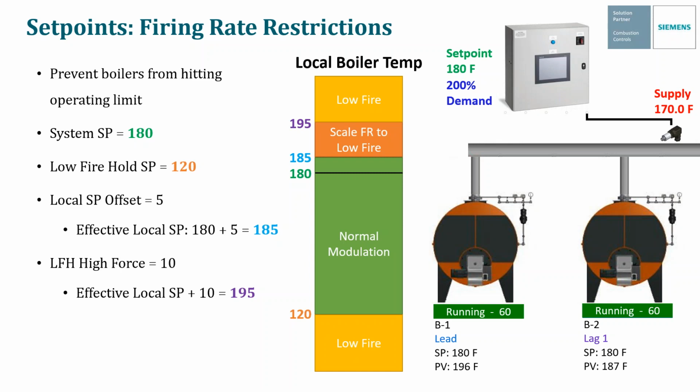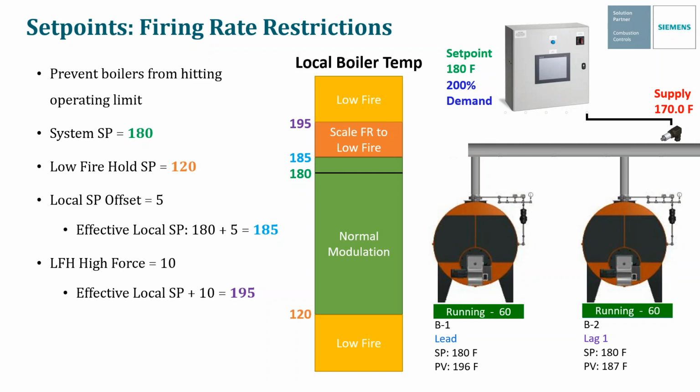And the reason we do this is maybe our operating limit is set at 210 degrees Fahrenheit. So if we left the boiler at high fire when it went above 185 degrees, it would soon get to its operating limit and then turn off. And that doesn't help make hot water. So even though we're scaling it back, we're trying to scale it back so it can stay on, so it can continue to supply hot water to the system, even though we're not meeting the supply set point, okay?